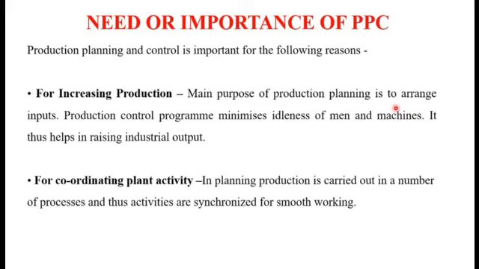So production planning and control is used to arrange these inputs, and the production control program minimizes the idleness of men and various activities, that is, men, machines, etc. And in coordinating plant activities, planning and production are carried out in a number of processes, and thus activities are synchronized for smooth working. With the help of production planning and control, we can synchronize the various activities of the industry for smooth working or smooth production.